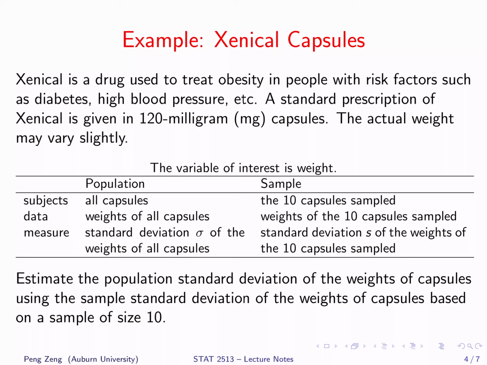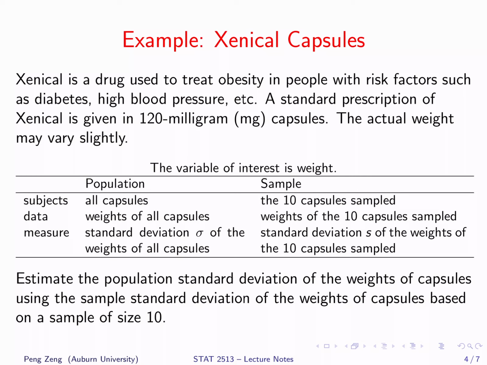In this example, the population contains all capsules, and the sample contains the 10 capsules selected. The population data are weights of all capsules, and the sample data contains the weights of the 10 selected capsules. The population measure is the population standard deviation of the weights of all capsules. Because we do not have the data for all capsules, we cannot calculate this population standard deviation. So the population standard deviation is unknown.